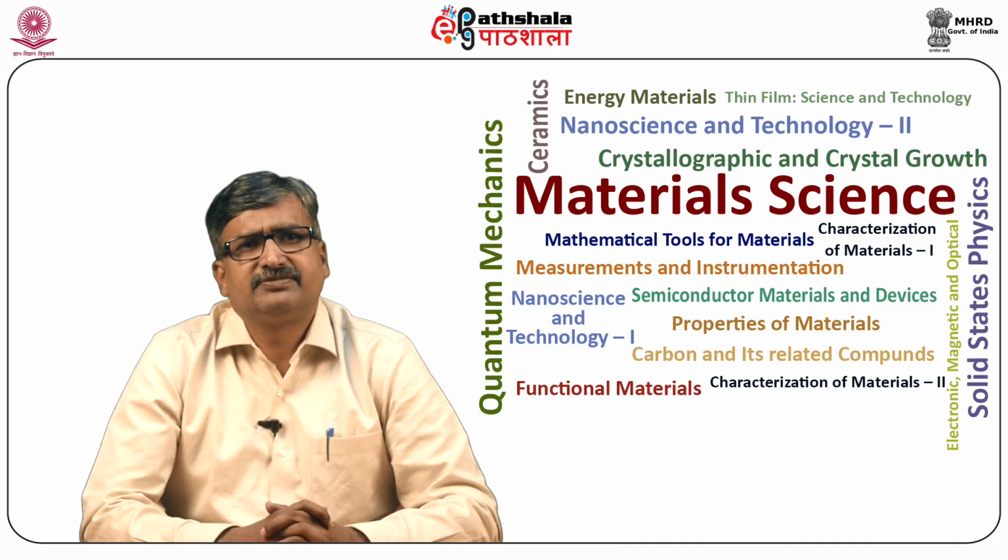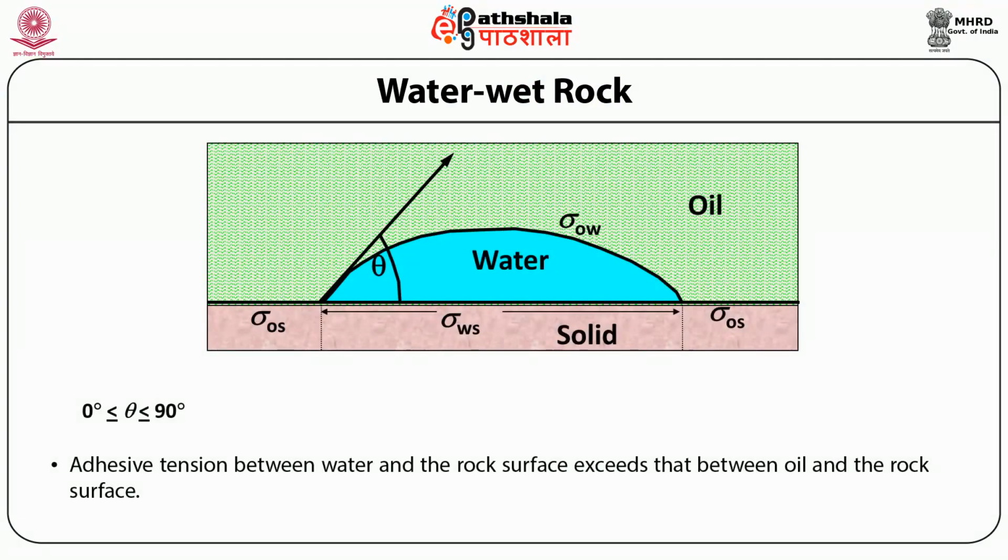The second one is the neutral wettability case, which would exist at a contact angle of 90 degrees. And the third is oil wet, which occurs at a contact angle greater than 90 degrees. Water wet rock. A rock can be wet by water if the contact angle made between the water and rock surface is between 0 and 90 degrees. In this case, the adhesion between the water molecule and the rock molecule is stronger than between the oil molecule and the rock molecule.